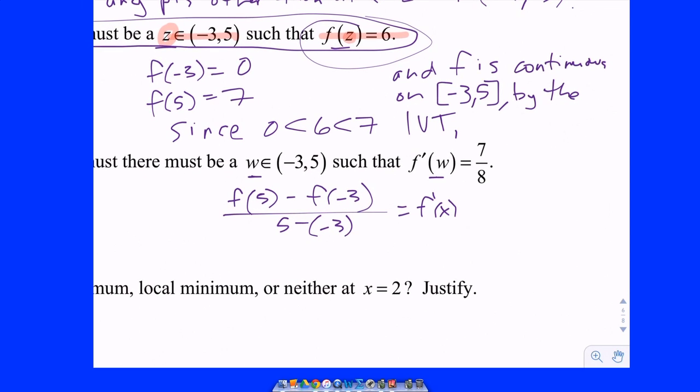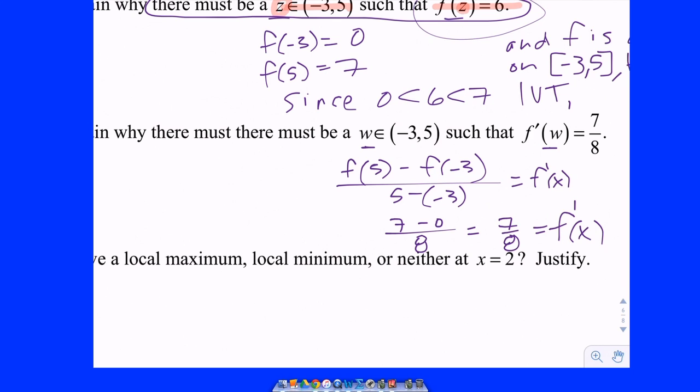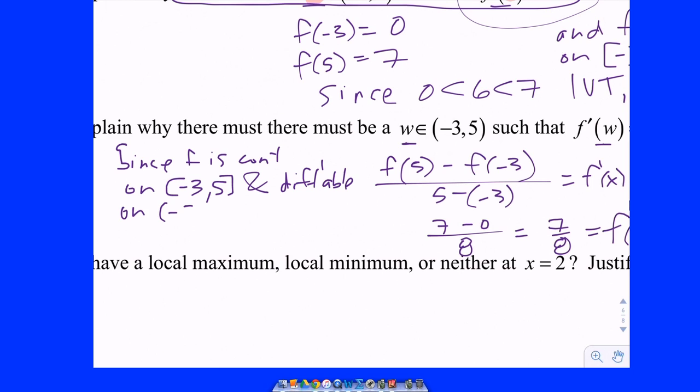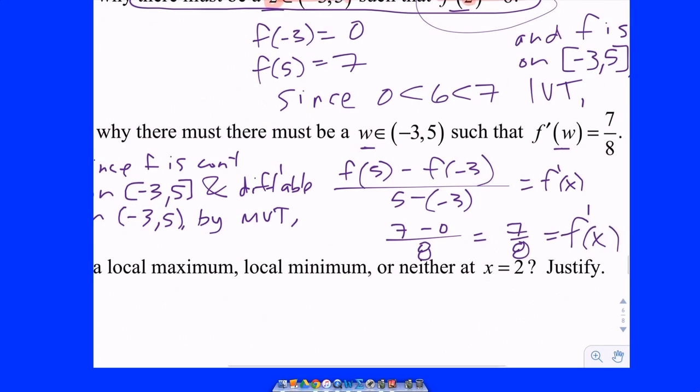Well, we can pull the values from above. That's going to be 7 minus 0 over 8, which is, OMG, 7/8. That's f prime. We showed the work. Now all we have to say is, since f is continuous on the closed interval, and what else is needed for the MVT? Differentiable on the open interval, -3 to 5, comma, by the MVT, comma, and then you reuse the words. There must be a W such that blah, blah, blah.